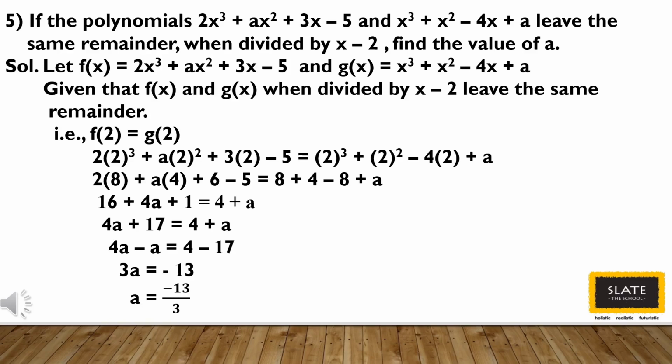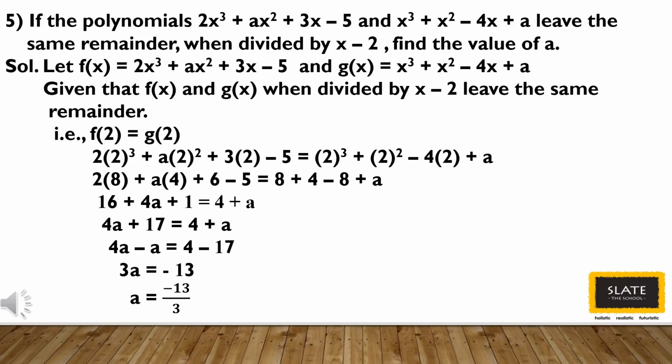Next question. If the polynomials 2x cube plus ax square plus 3x minus 5 and x cube plus x square minus 4x plus a leave the same remainder when divided by x minus 5 and x minus 2, find the value of a. Let us see the solution. Let us assume f of x as 2x cube plus ax square plus 3x minus 5 and g of x as x cube plus x square minus 4x plus a.